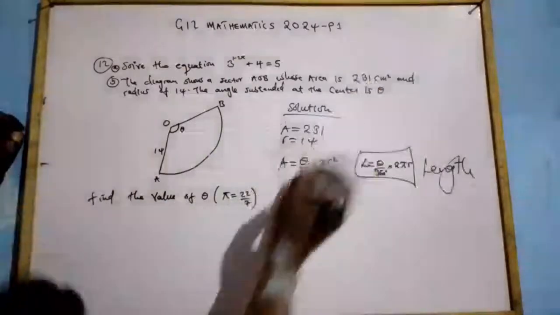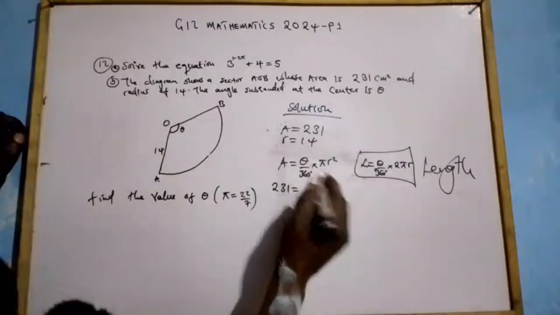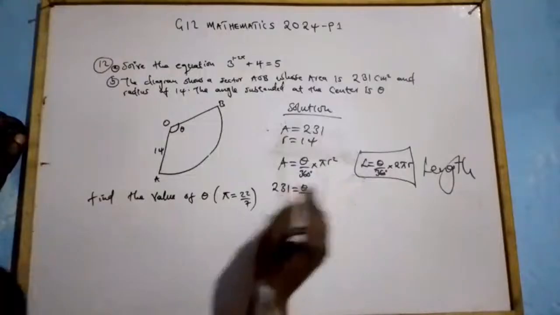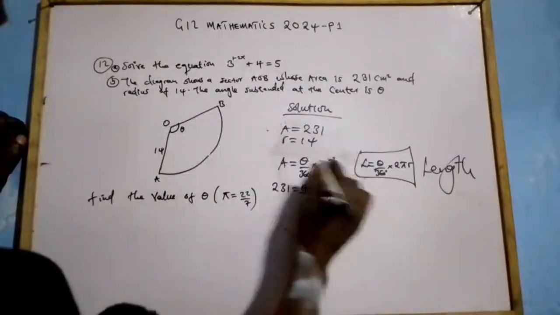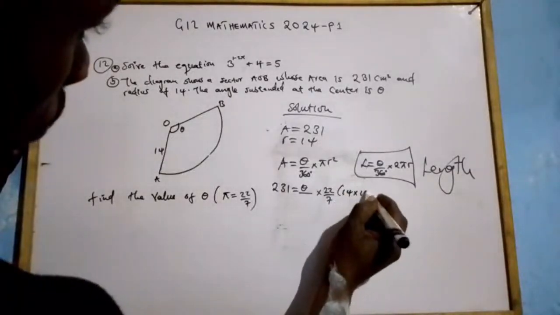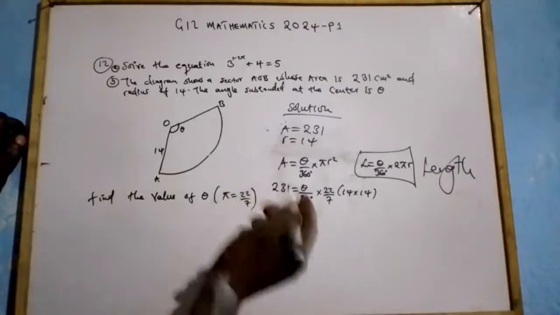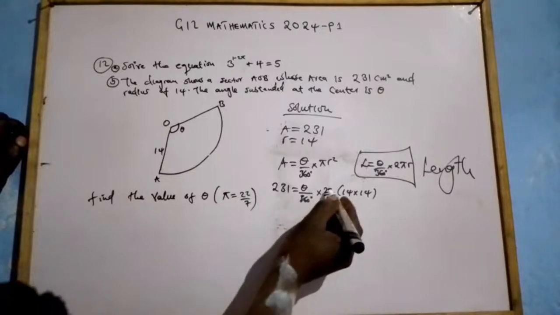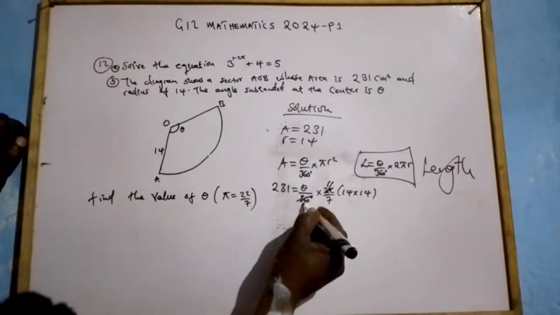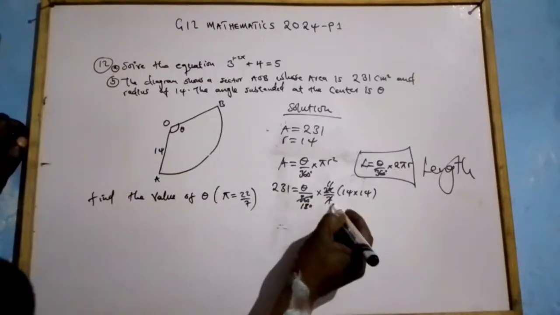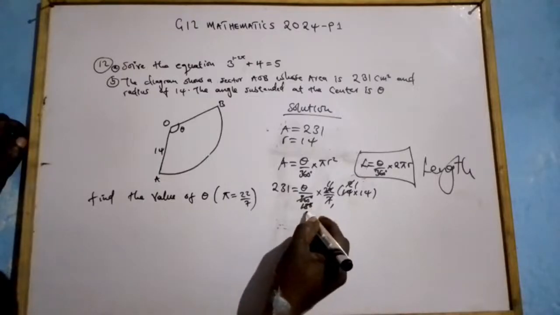Now the area is 231, which equals theta, which is what we are looking for, over 360 degrees, times pi, which we are told to take as 22 over 7, times the radius 14 times 14 in the brackets. Now you divide. Which number can go into 22 and 360 without leaving a remainder? It is 2. So 2 here gives 11, 2 here gives 180. And 7 here gives 1, 7 here gives 2.